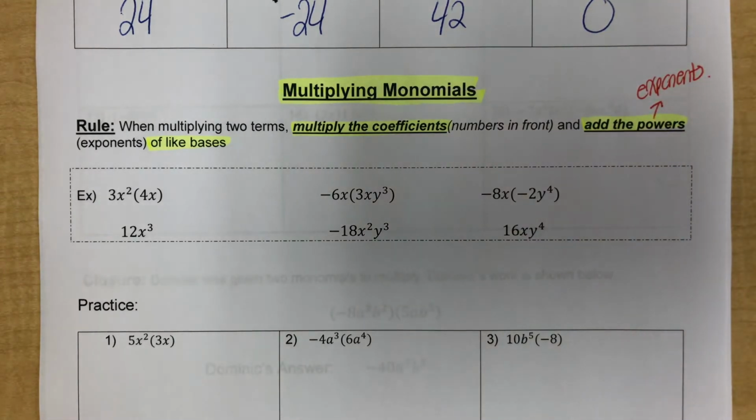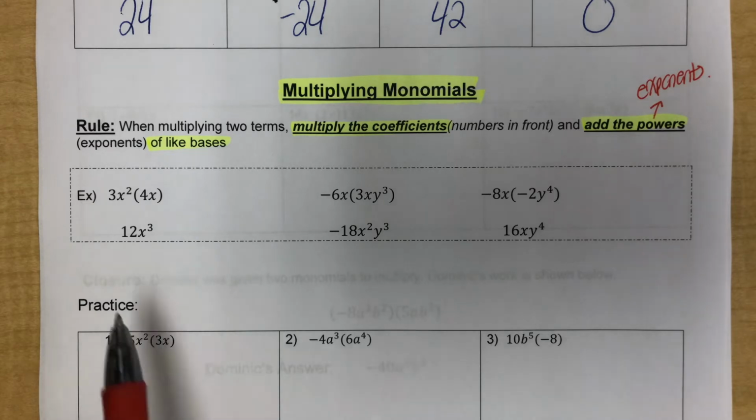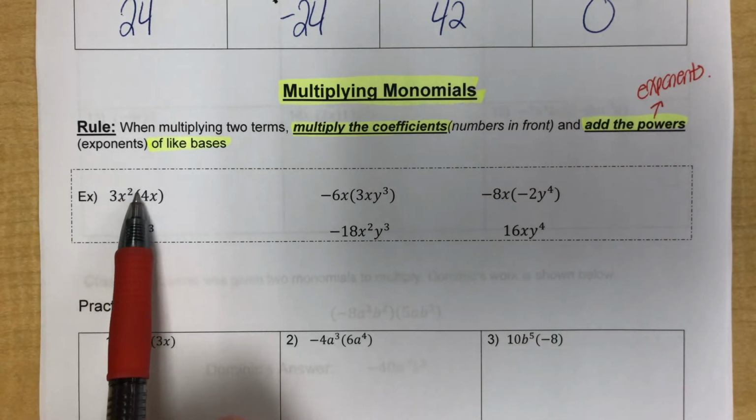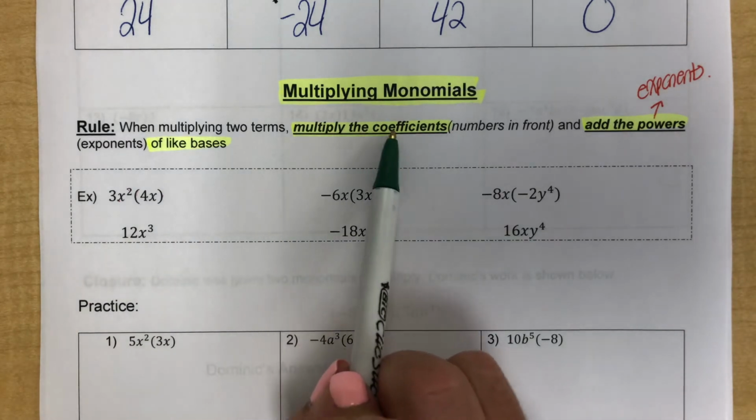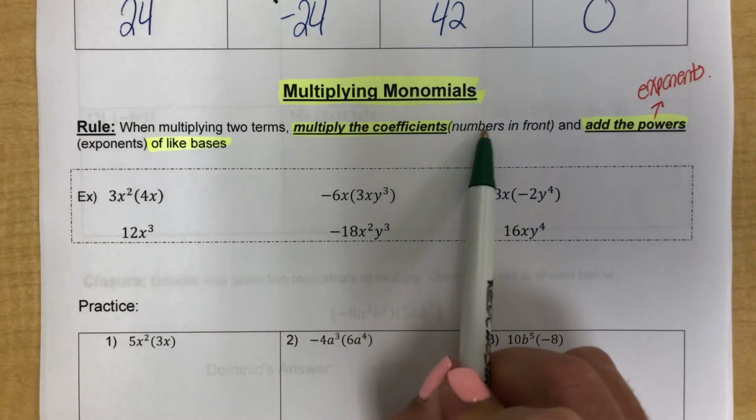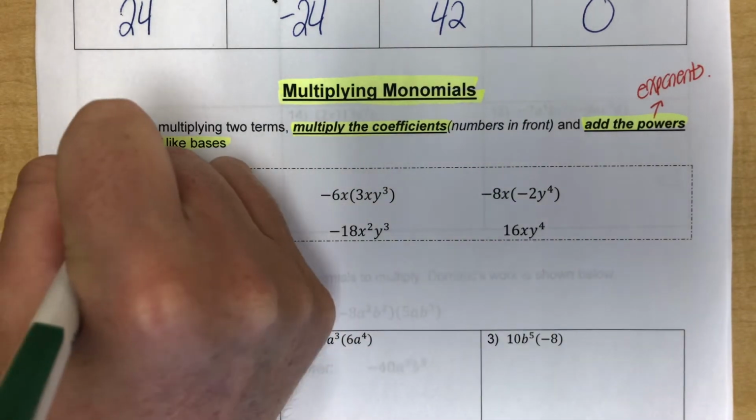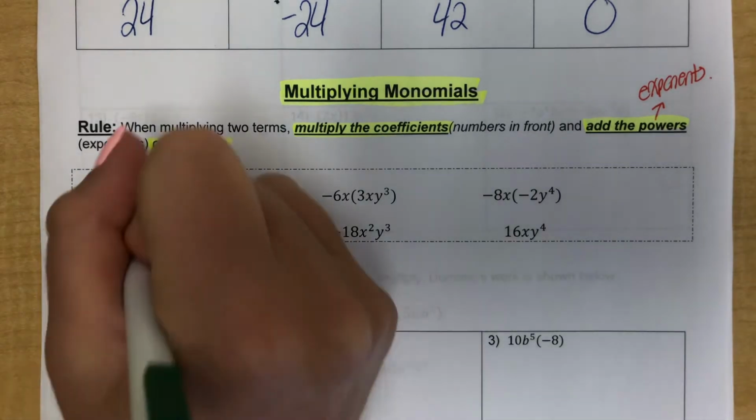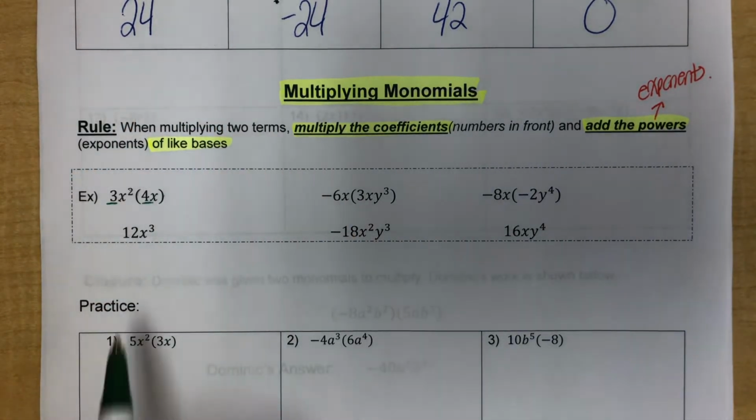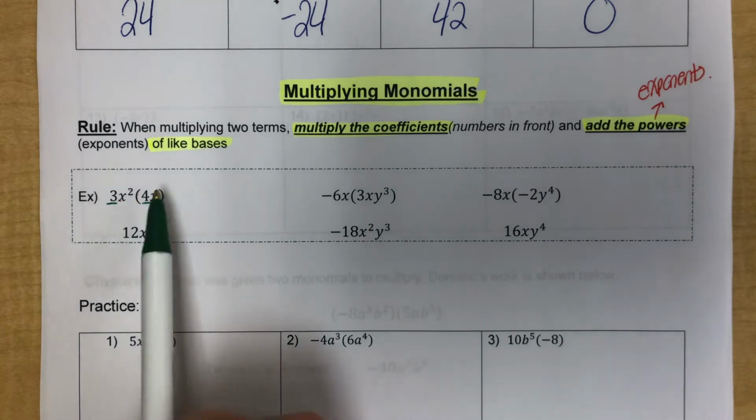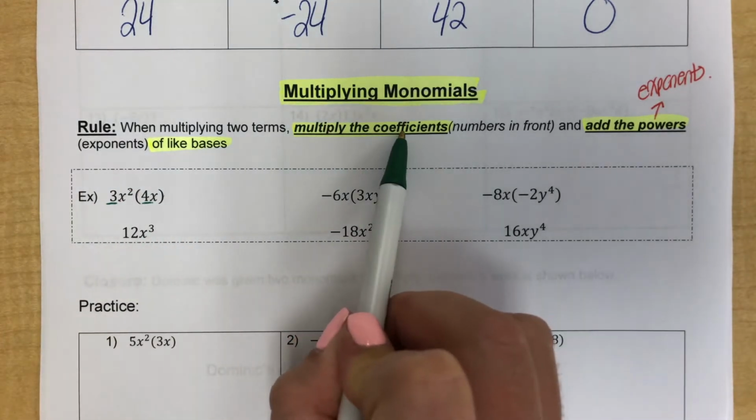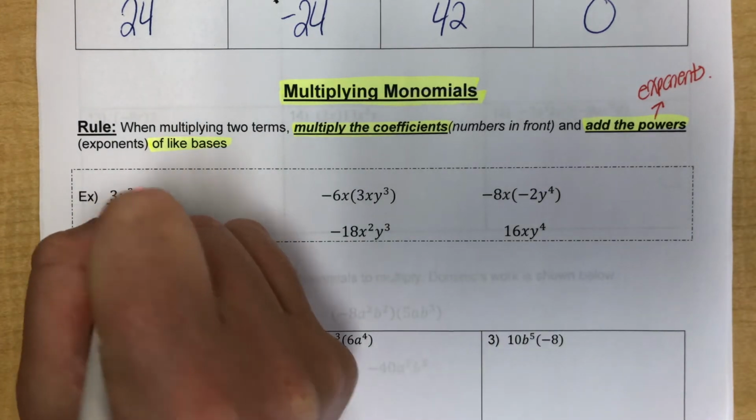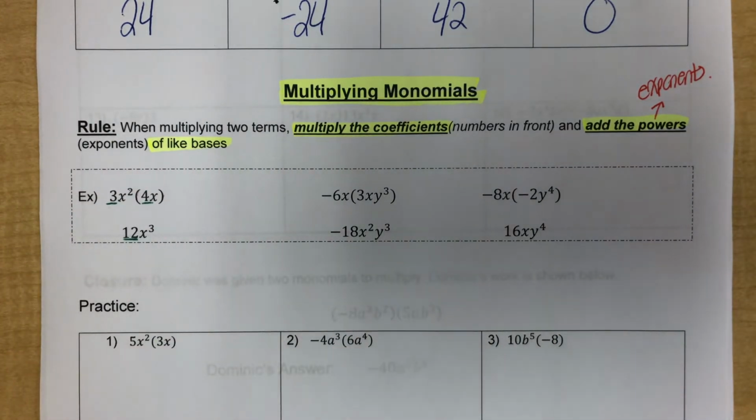All right, if I look at these examples down below, the first one we have 3x squared times 4x. All right, let's look at the first step in these directions. The first step says to multiply the coefficients. In case you forgot, coefficients are the numbers in front. So the number in front here is a 3. The number in front here is 4. So I'm looking at my first monomial, and then I'm looking at my second monomial. Well, what is 3 times 4? I have to multiply those. Well, 3 times 4 is 12. Okay, so that's the first part of my answer.